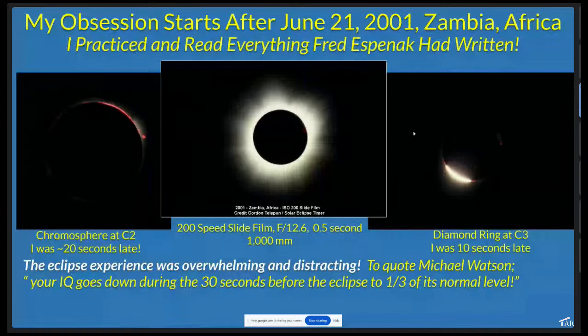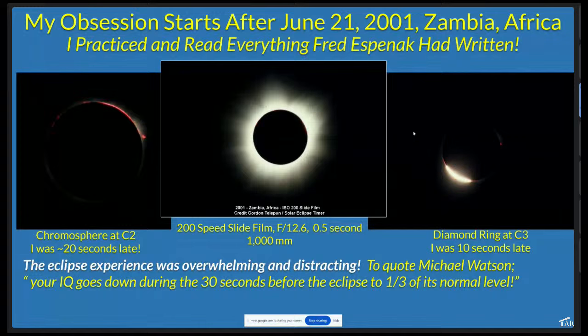And why I'm so passionate about this, my obsession actually starts after the 2001 eclipse. Because back then we didn't have YouTube, and we didn't have a lot of websites with information about eclipses. So you had to read everything to figure out what you were going to do. And I had read everything that Fred Espenak had written, and I was prepared to go to this eclipse. I practiced at home.